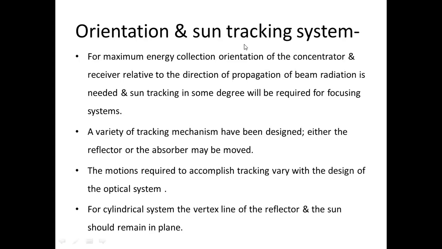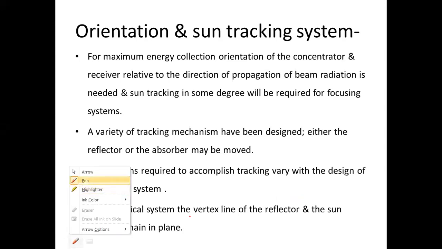The last one is, for a cylindrical system, the vertex line of the reflector and the sun should remain in plane. That means if you are using a cylindrical type system or collector, the absorber should be kept in the vertex system so that all the radiation will fall on the same plane. That should be considered in the case of the cylindrical type collector.